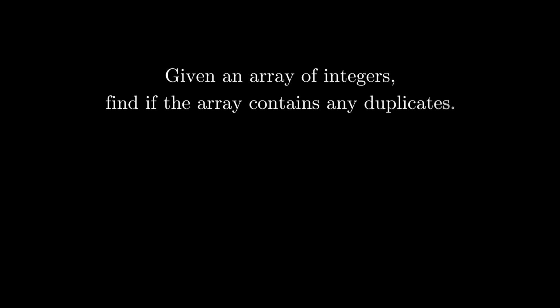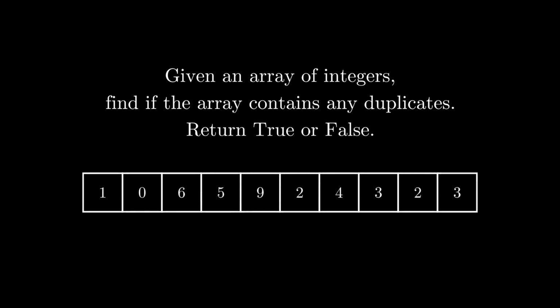Given an array of integers, find if the array contains any duplicates. If there is at least one duplicate integer in the array, return true. Otherwise, return false. Let's start by imagining this array of integers. Can you see any duplicates here?